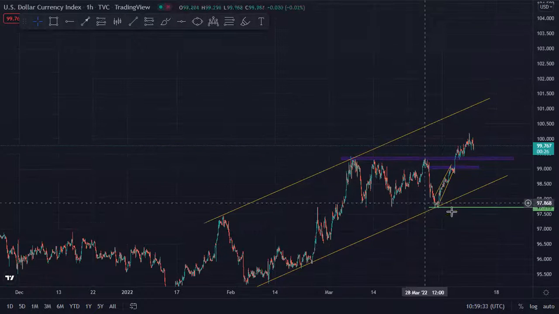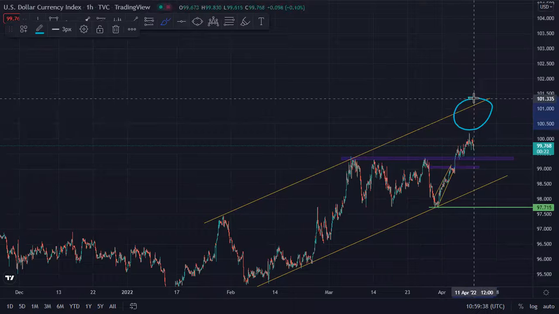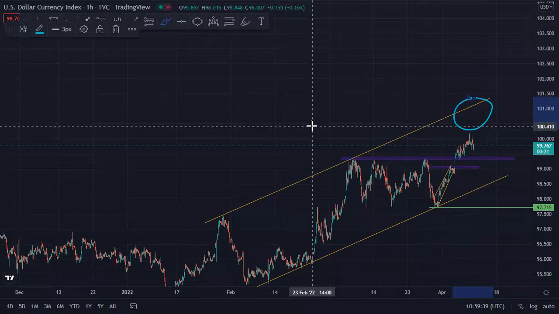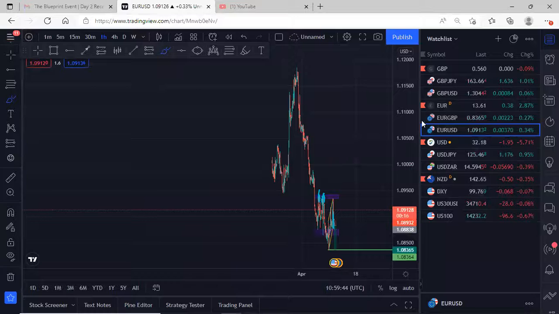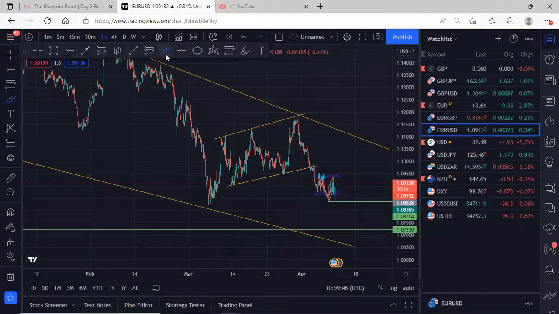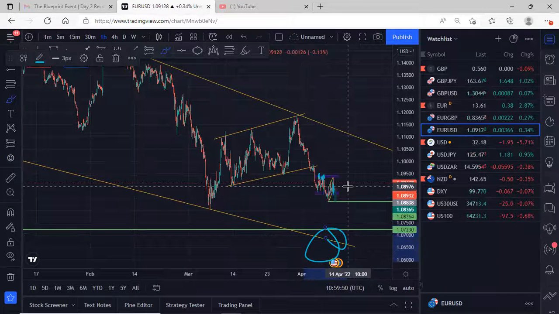As you can see, we found our support right here, and now we are on our way to find the resistance up here. Euro USD is on its way to find support down here. So this is a confirmation for me also that we are in a selling or bearish market.